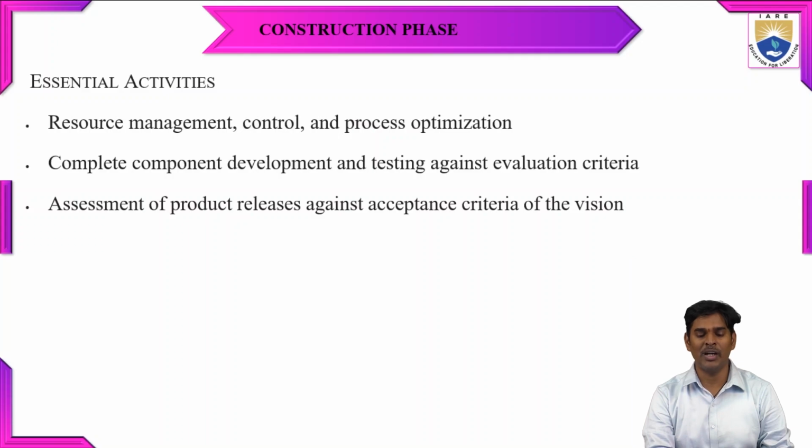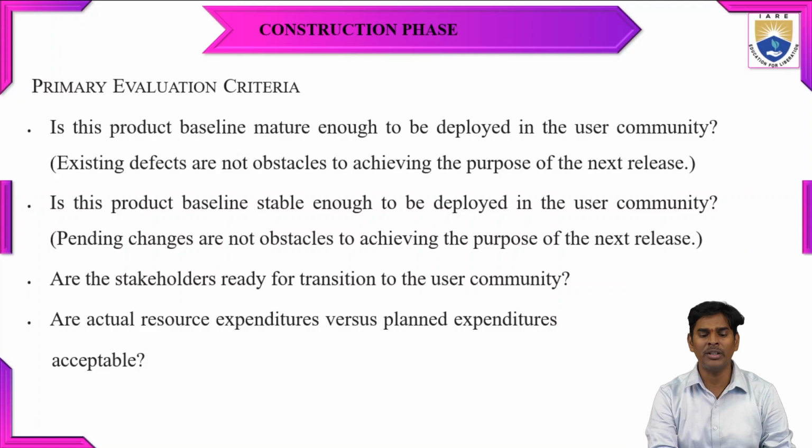The next one is complete component development. So they need to check what the various components are to build for the architecture, and test them against evaluation criteria. And also they need to use the product releases against the acceptance criteria of the vision. As we have seen, the product releases such as alpha, beta, and other test releases are very important for any software product. And what are the main evaluation criteria that will apply here?